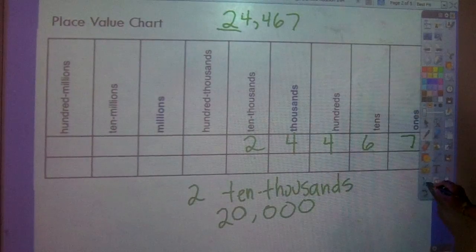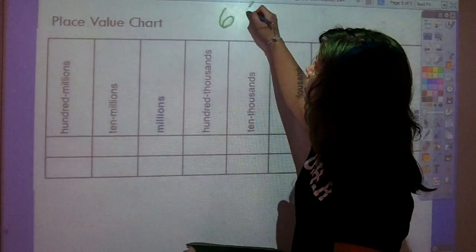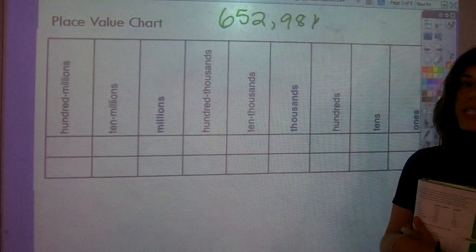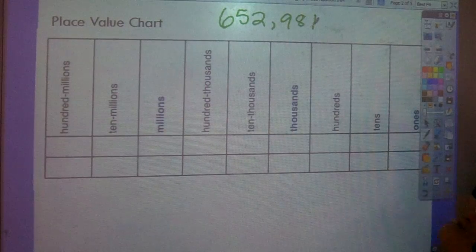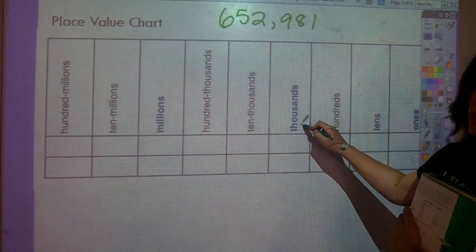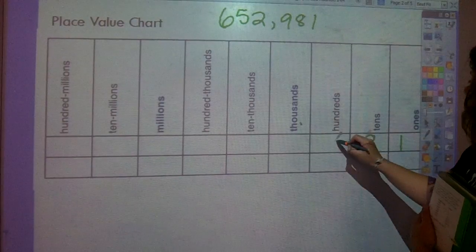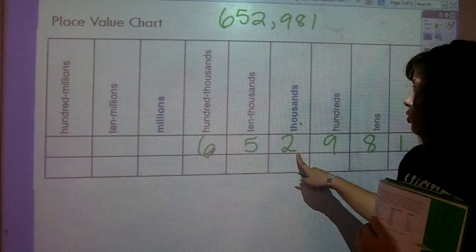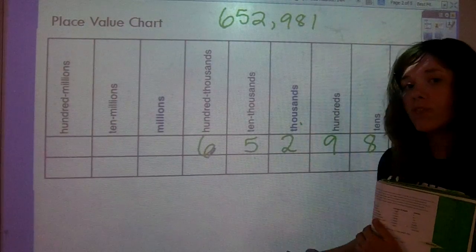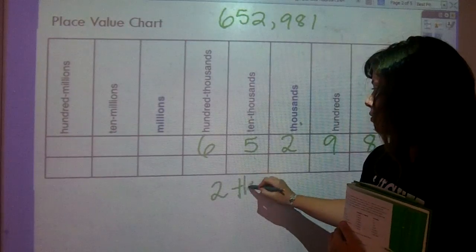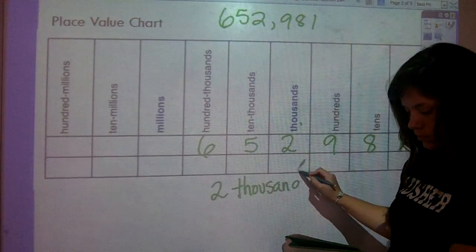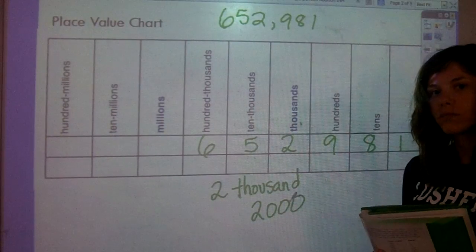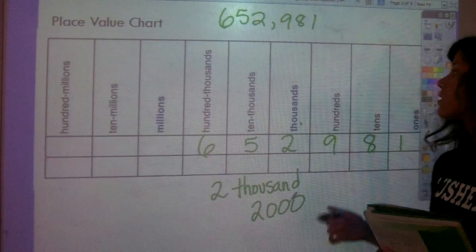Last one. Keep looking at the 2. What place is the 2 in? The 2 is in the thousands place. Let's plug it in. That means the digit 2 is in the thousands place. So the value of the digit is 2,000. Let's take a look at how you'll be practicing this.